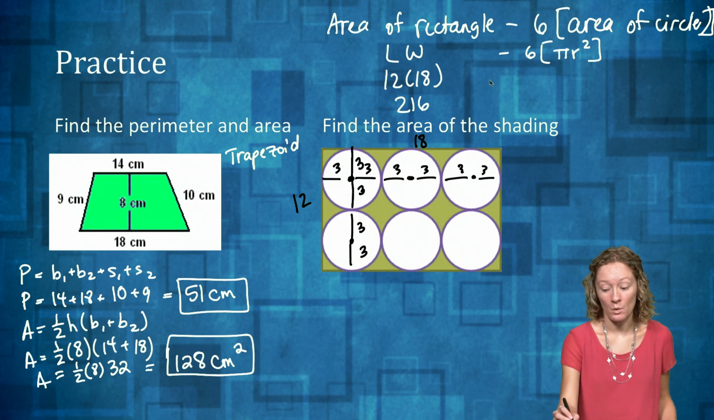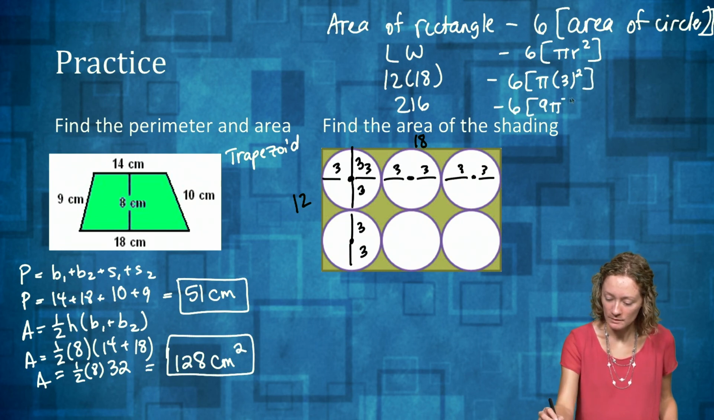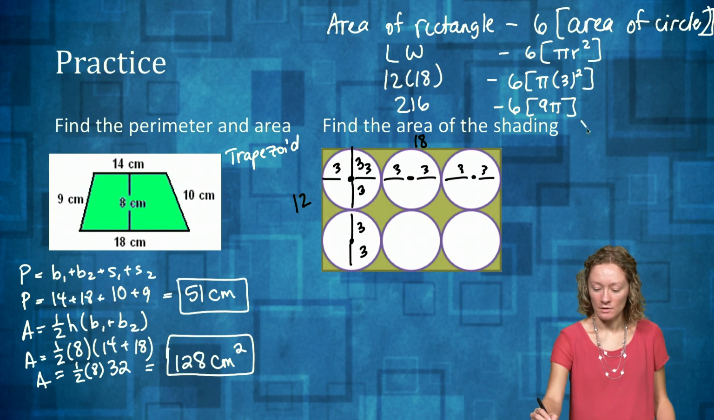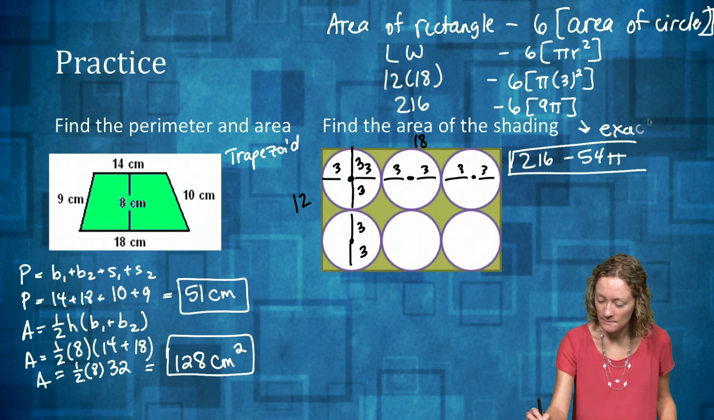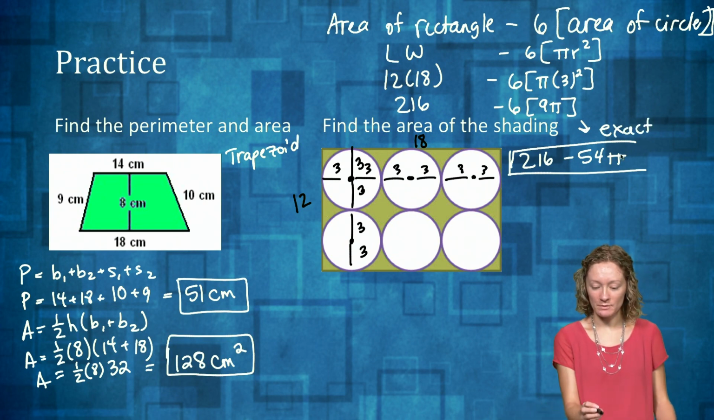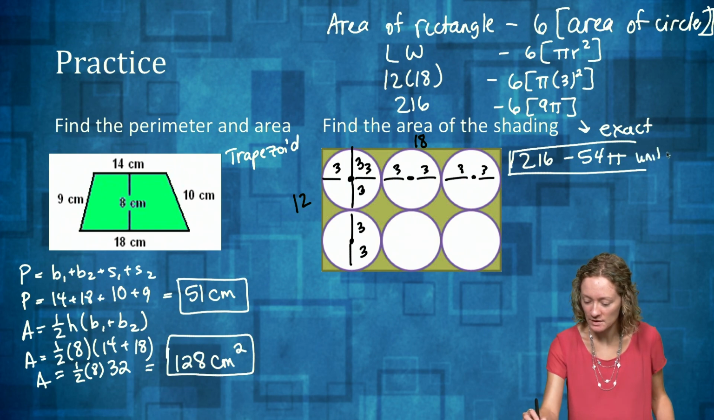Now we only need to find one. Pi times 3 squared, so 9 pi. So I'll keep working over here. We have 216 minus 54 pi. And again, this is where you would pause if we were looking for an exact answer. The only thing missing would be units. There's nothing in particular listed, inches, feet, so we'll just write units. And these are square units since the question is area.